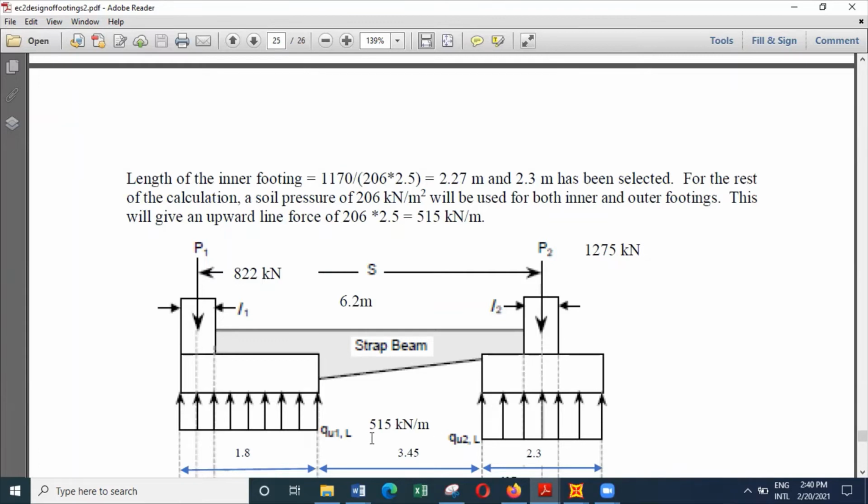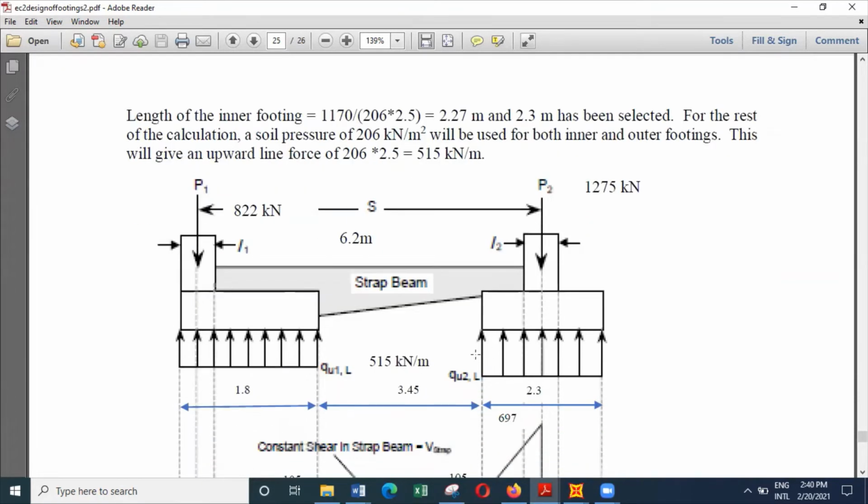And that is in equilibrium with the stiffness of this trap beam and P1, P2 and any pressure that will act here. Again, we know we have arranged it in such a way that it will also be almost 206 kilonewtons per meter. Is this clear? How to select the size of the bases?